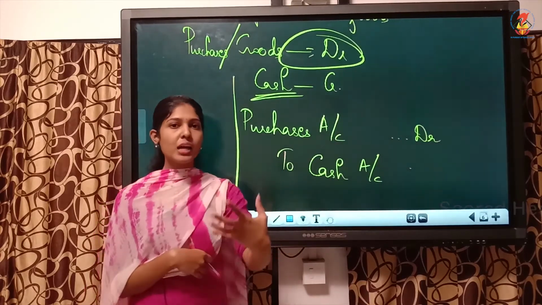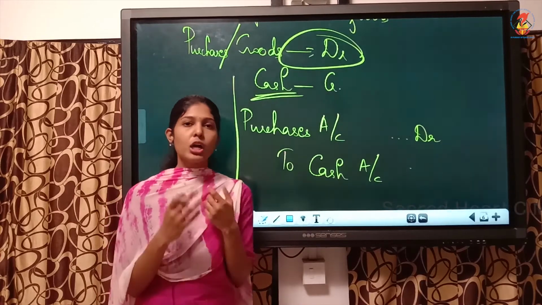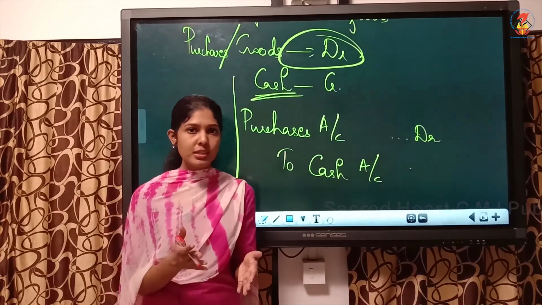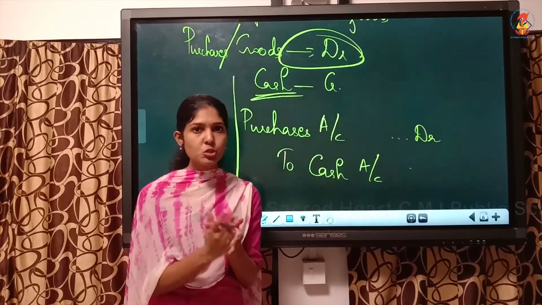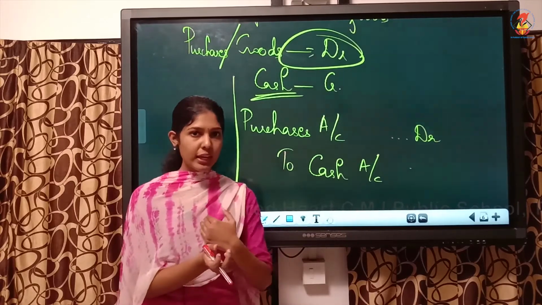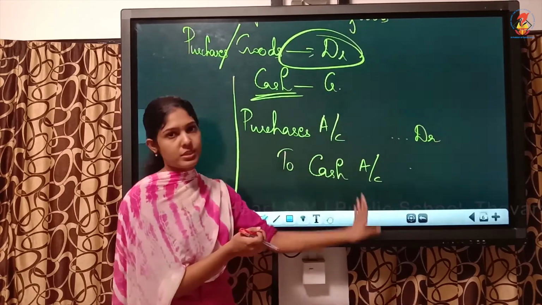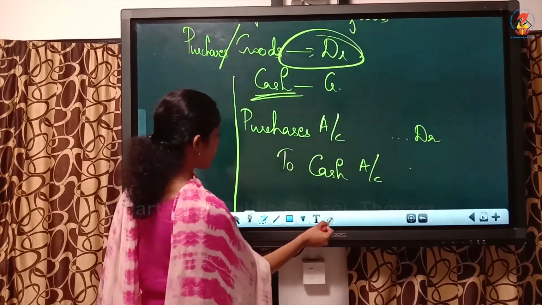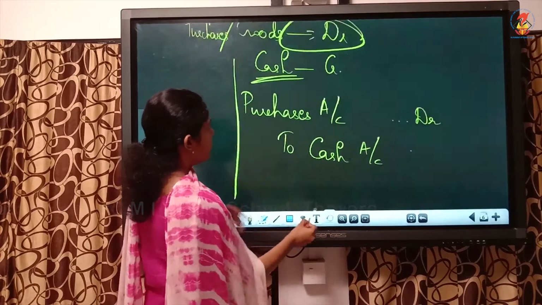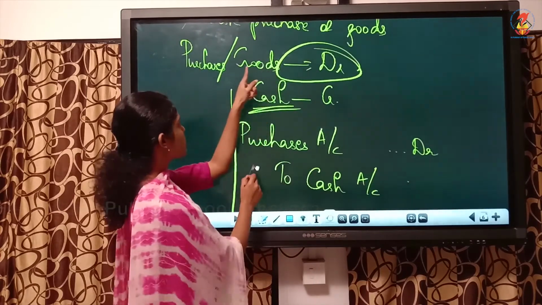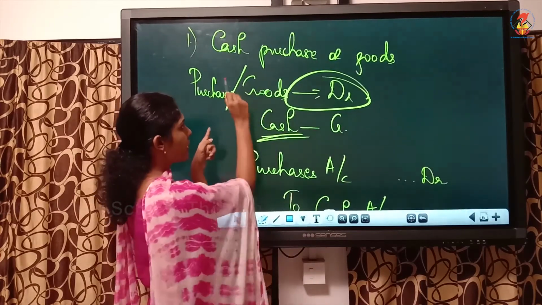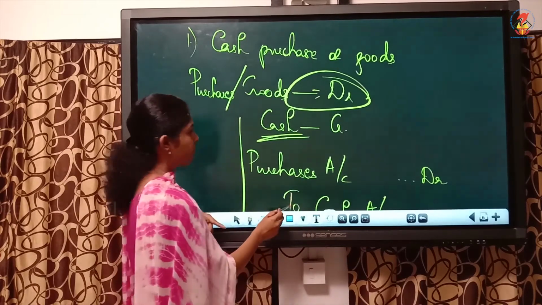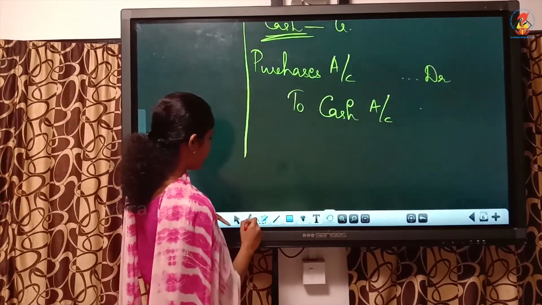So somebody asks you, what's the journal entry for goods purchase? What should be your answer? Purchases account debtor to cash account. Because goods we are getting, cash is moving out. So this is the entry. Clear? So that is the first transaction. You need not write all these. This one I wrote for you to understand. You write the heading and the entry. That's enough. Then second one.